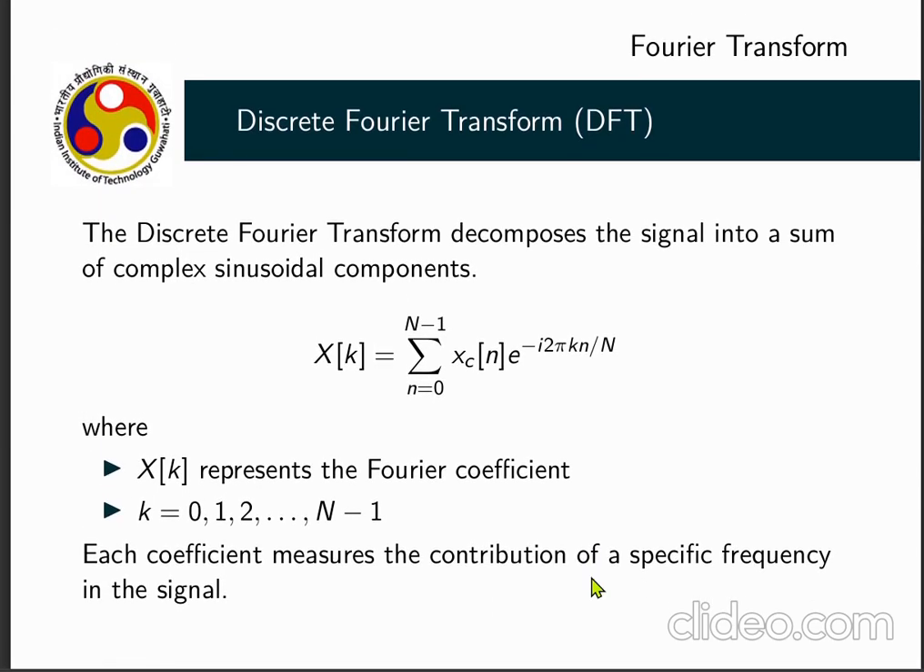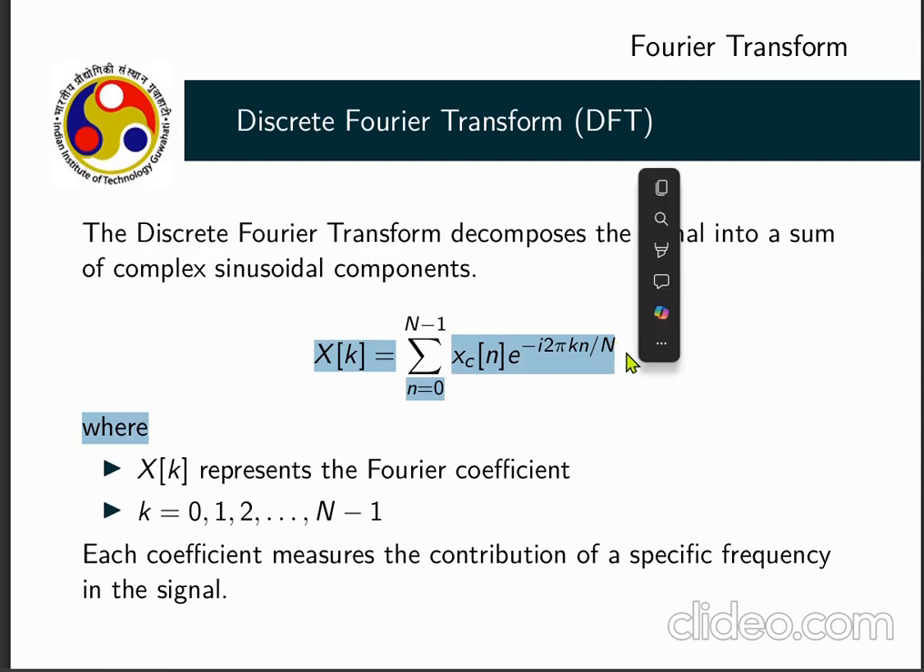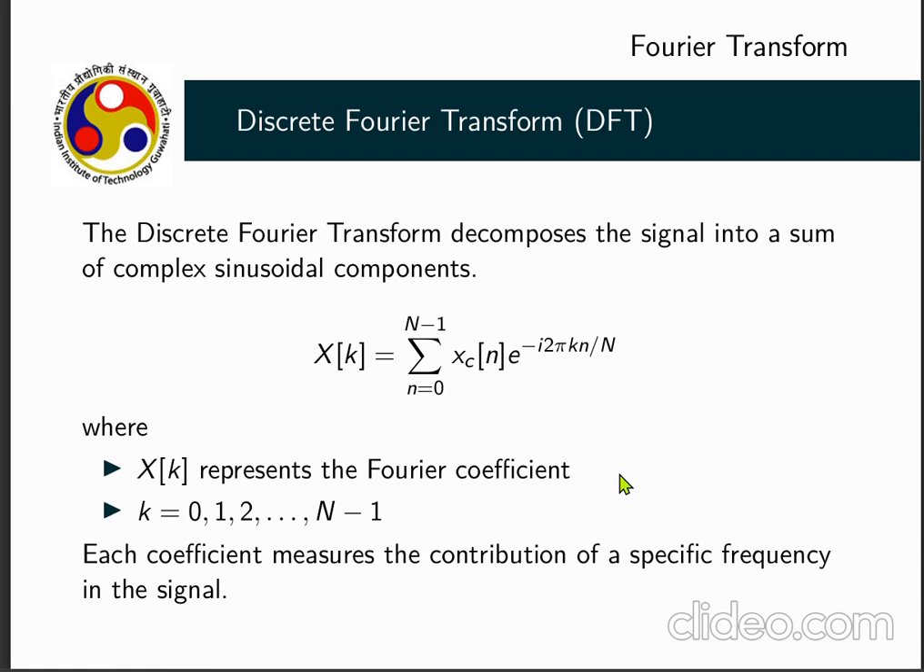Now, the central mathematical tool used in this analysis is the Discrete Fourier Transform, or the DFT. The DFT decomposes the signal into a sum of complex sinusoidal components. X[k] = summation of xc[n] times e to the power minus j 2 pi k n by N. Here, each coefficient X[k] represents the contribution of a particular frequency in the signal.